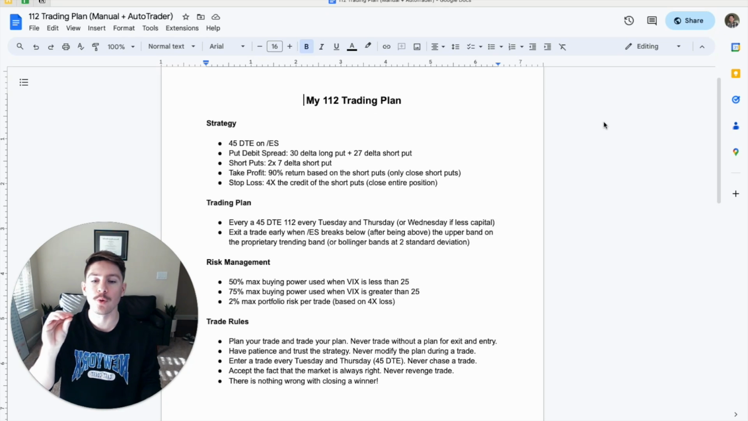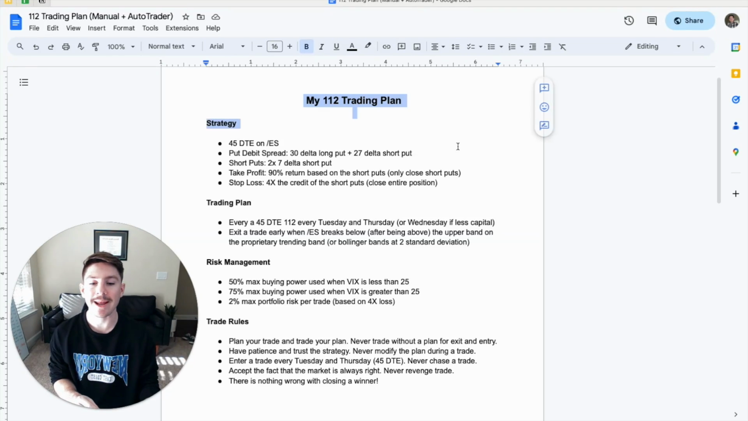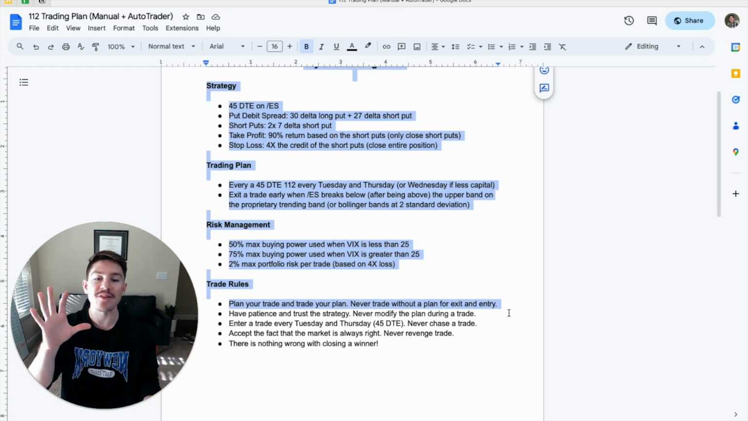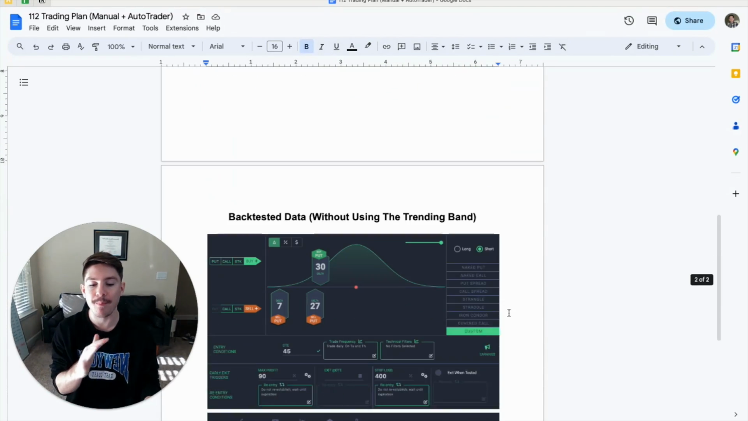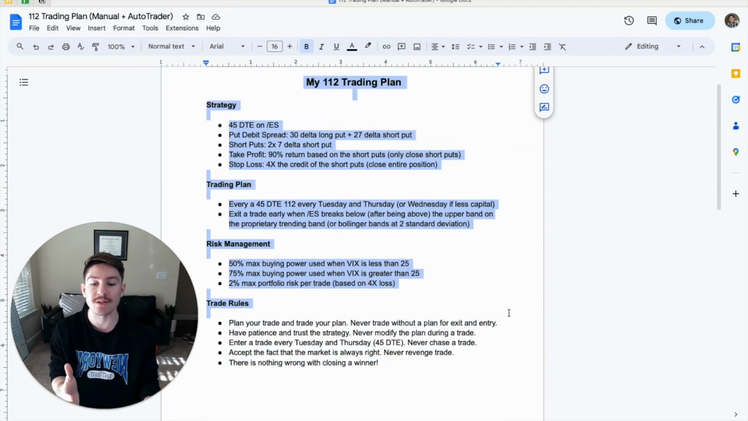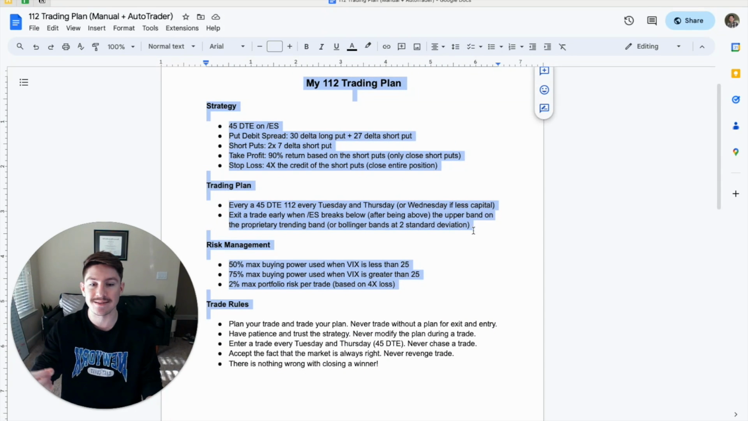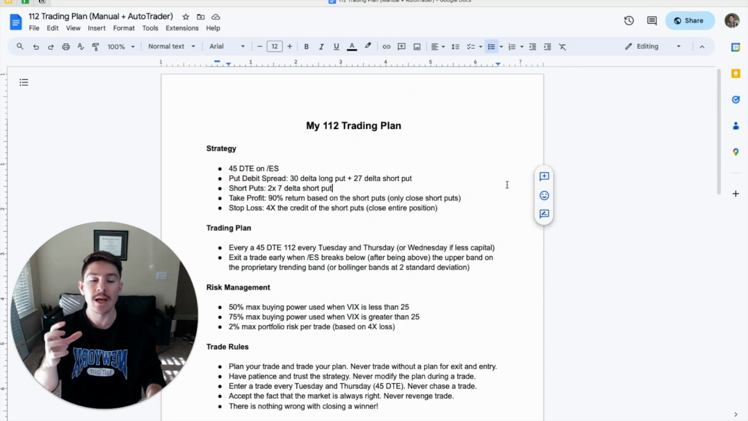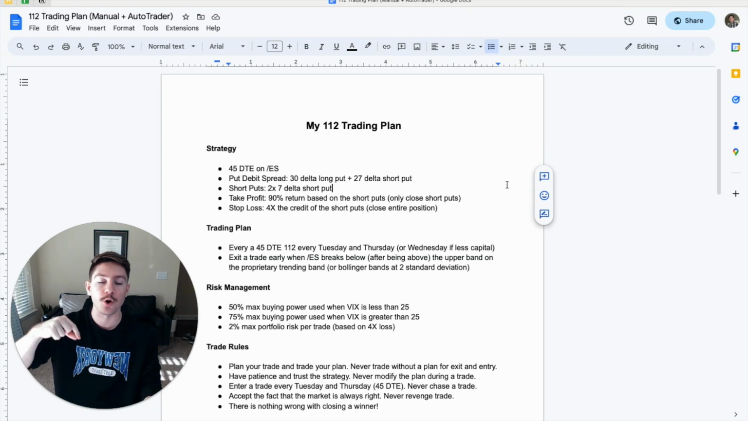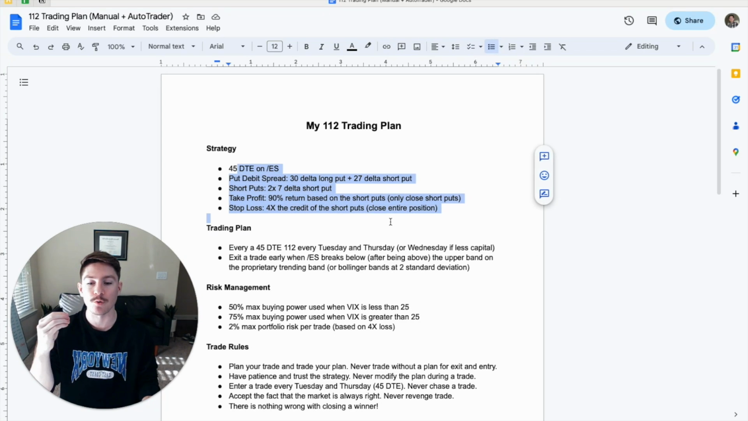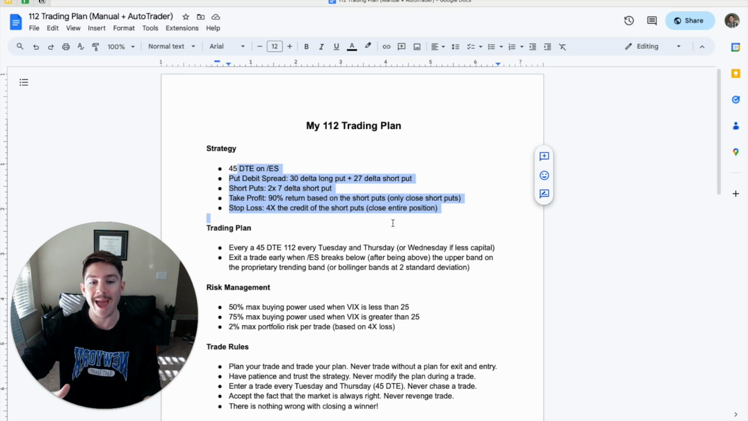Well, first and foremost, we're going to follow my 112 trading plan listed out right here. Again, this is a free PDF guide and backtest and everything you want to know about risk management, rules, plan, etc. about the 112 trading strategy. So if you want this, it'll be the first link down below. This will be the exact rules that I follow so that you know what's going on if you want to repeat this after the video in your own account.